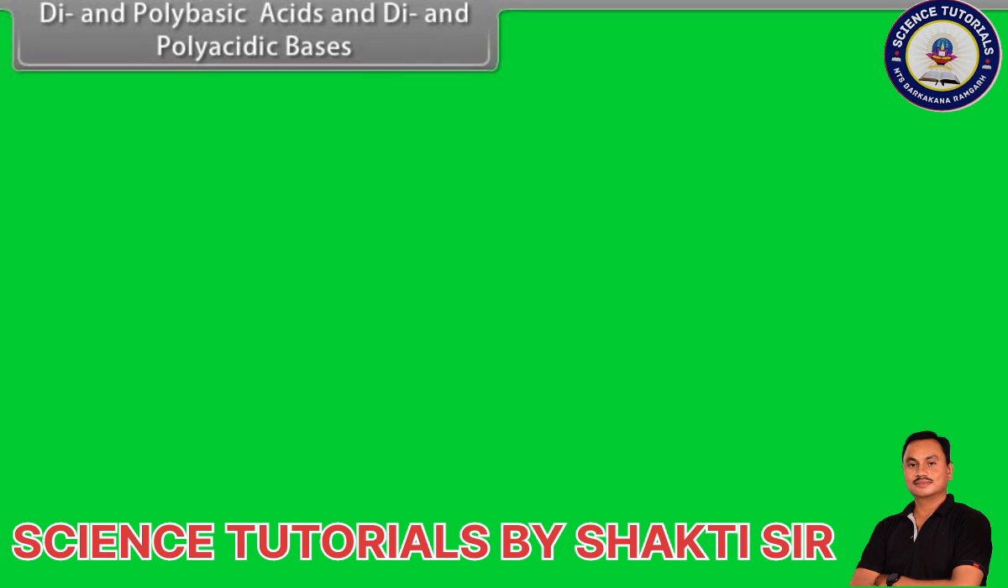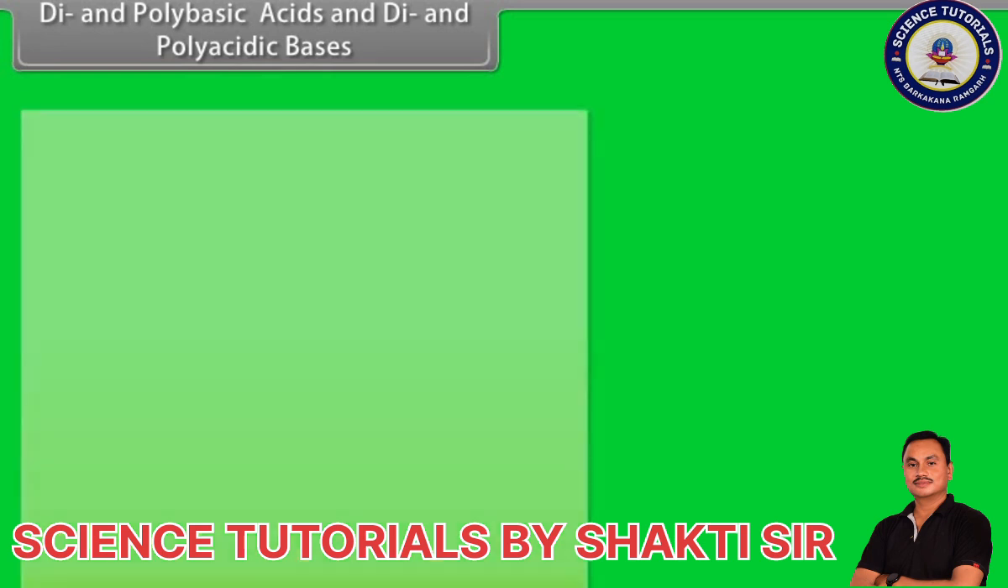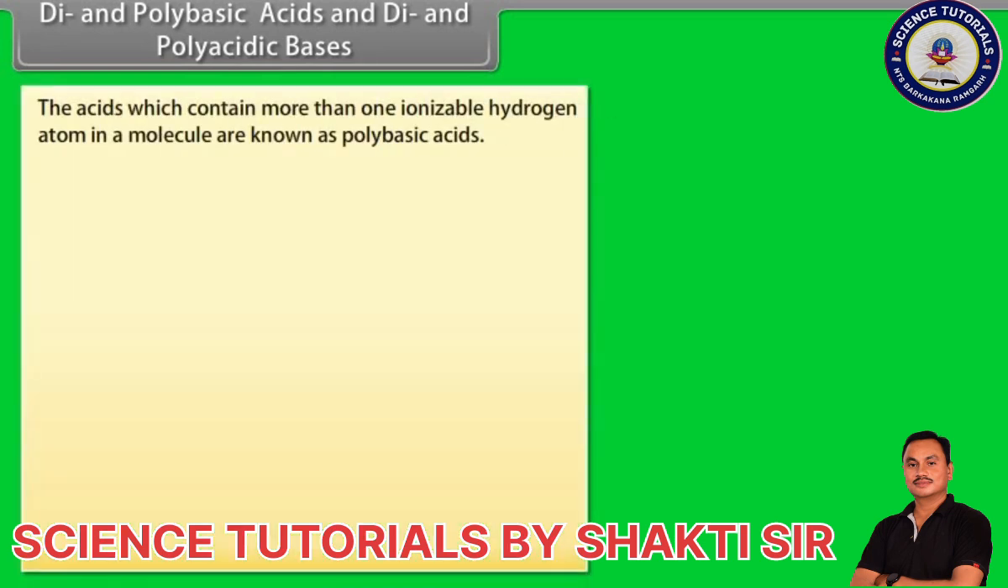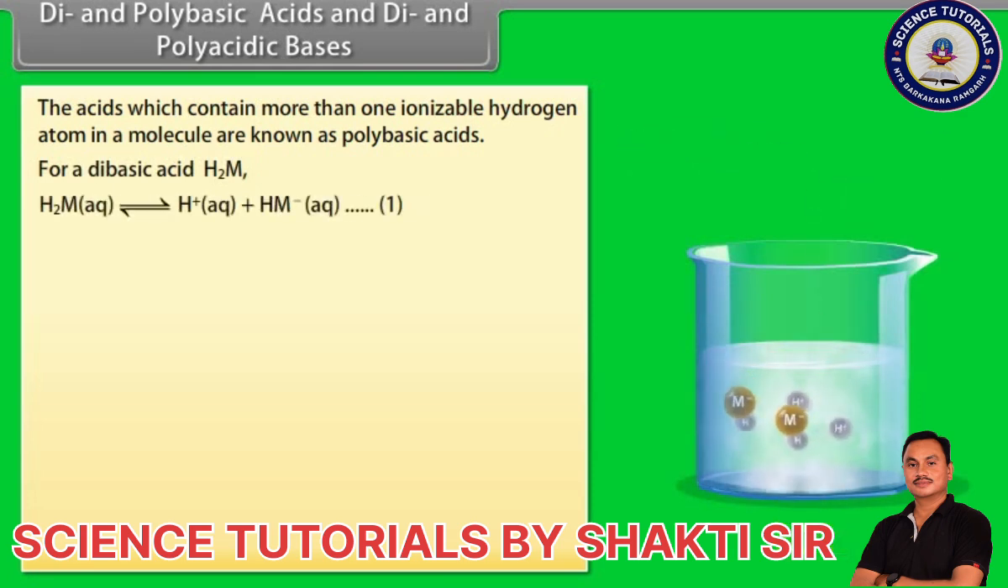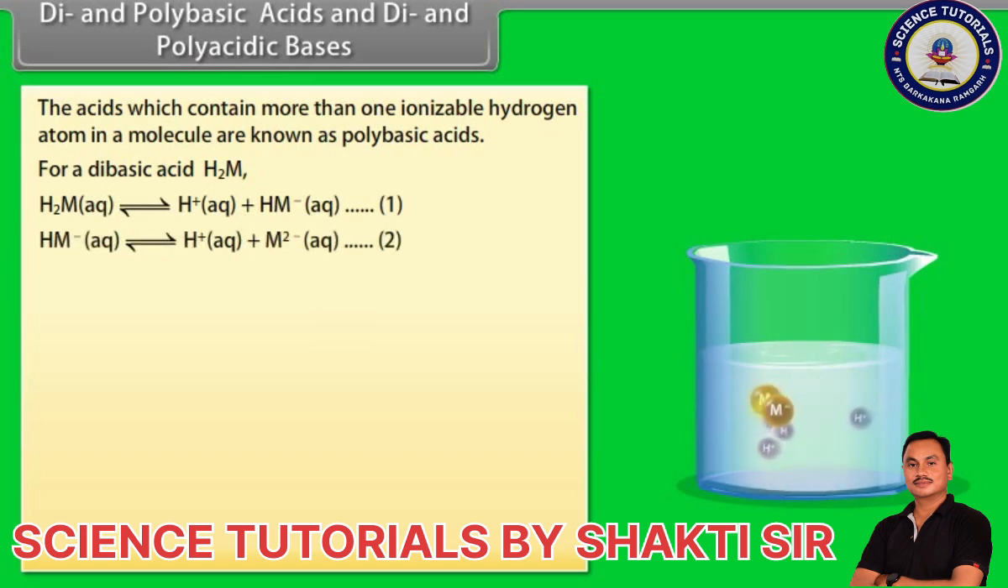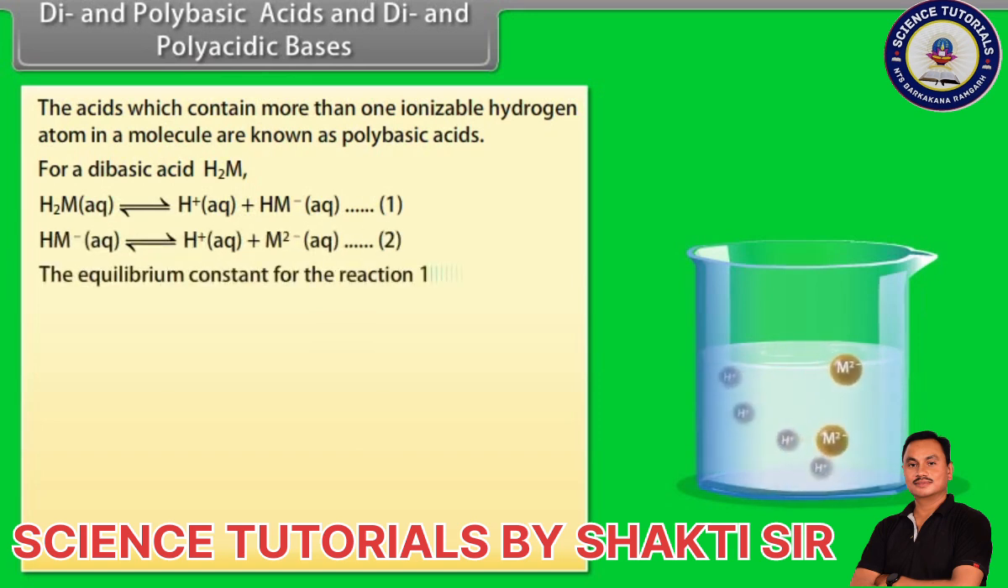Di- and polybasic acids and di- and polyacidic bases. The acids which contain more than one ionizable hydrogen atom in a molecule are known as polybasic acids. For a dibasic acid, H2M, name the first ionization as reaction 1 and the second as reaction 2. The equilibrium constant for reaction 1, Ka1, is equal to H plus into HM minus by H2M.